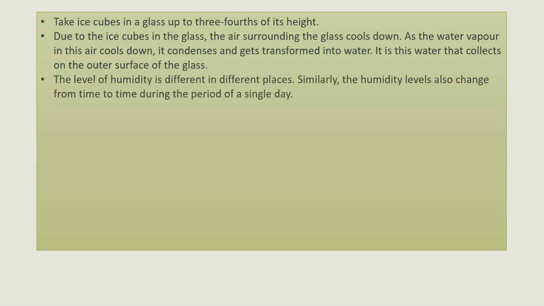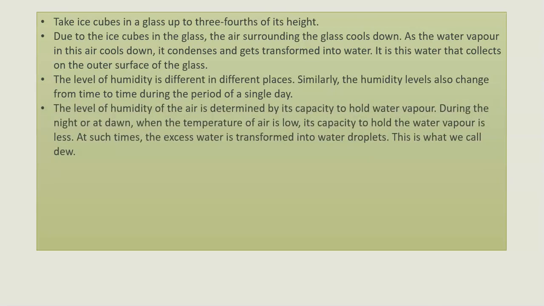The level of humidity is different in different places. Similarly, the humidity levels also change from time to time during the period of a single day. The level of humidity of air is determined by its capacity to hold water vapor. During the night or at dawn, when the temperature of air is low, its capacity to hold water vapor is less. At such times, the excess water is transformed into water droplets, and this is what we call dew.